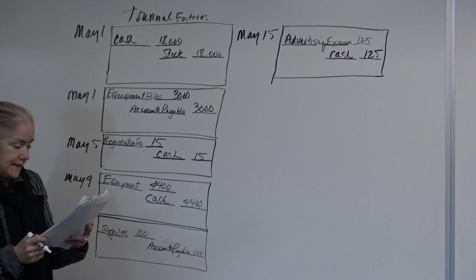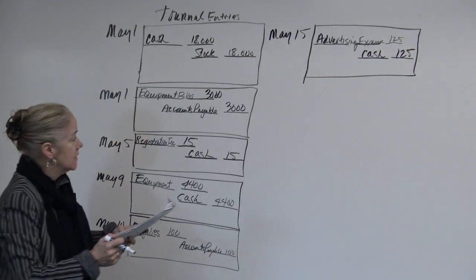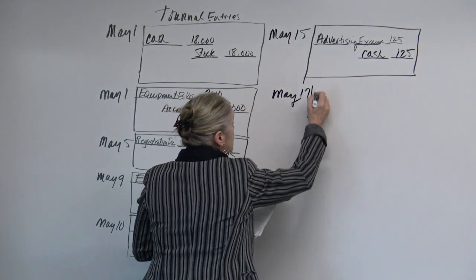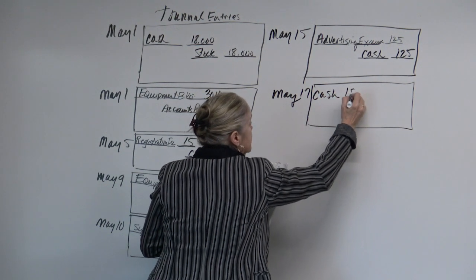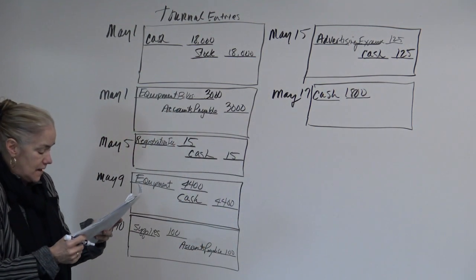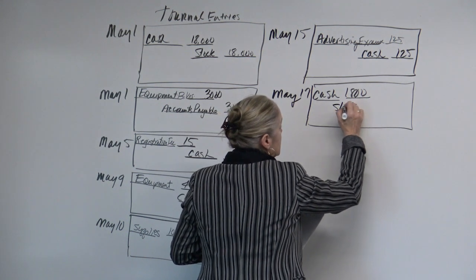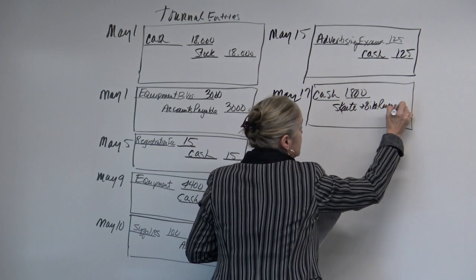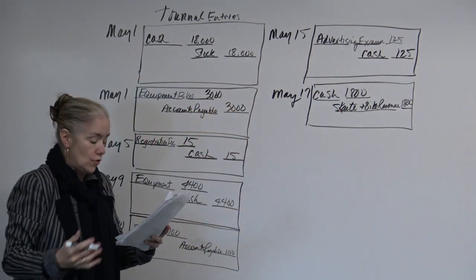Let's see, on May 17, customers rented inline skates and bicycles for cash of $1,800. So on May 17, we received cash. Cash is increasing, $1,800. And the credit is going to be to skate and bike revenue for $1,800. Okay, credit to revenue, as you know, that's a normal balance.